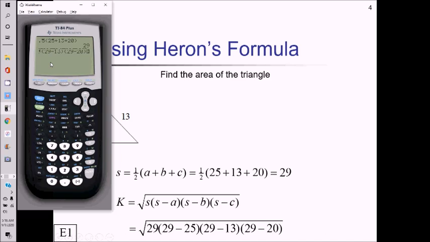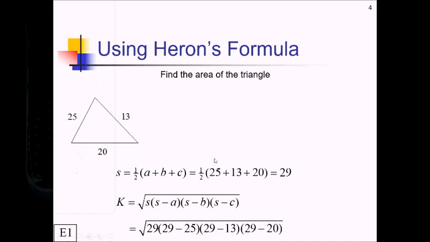So I've taken a moment off camera to plug all that in my calculator. That's the end of the square root bar. Pressing enter, looks like we've got 129.2 if we round off to the nearest tenth.